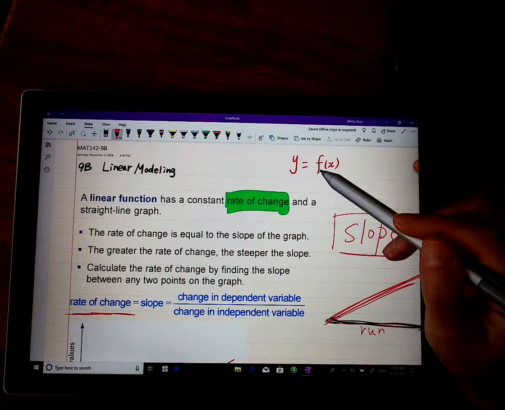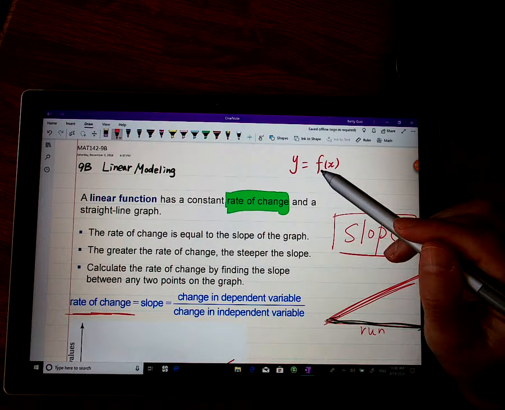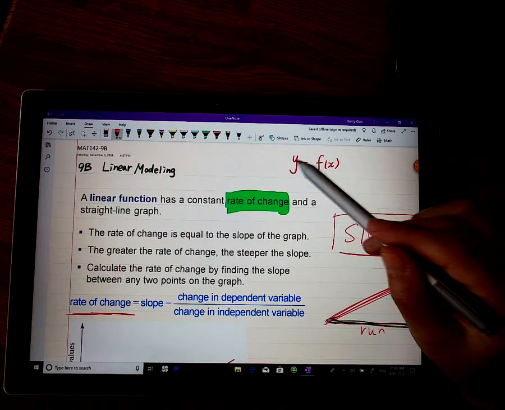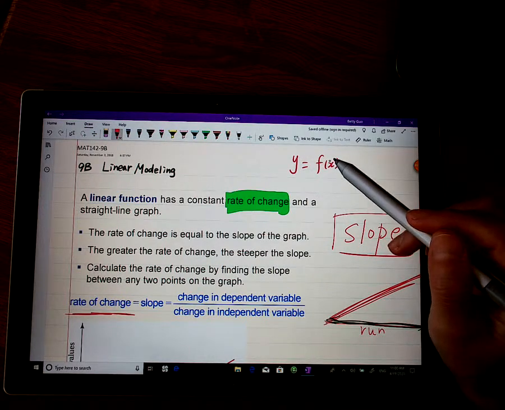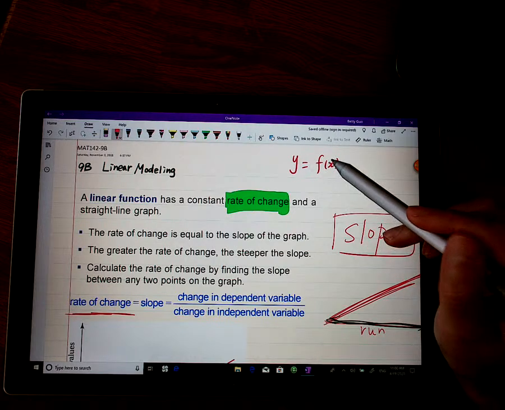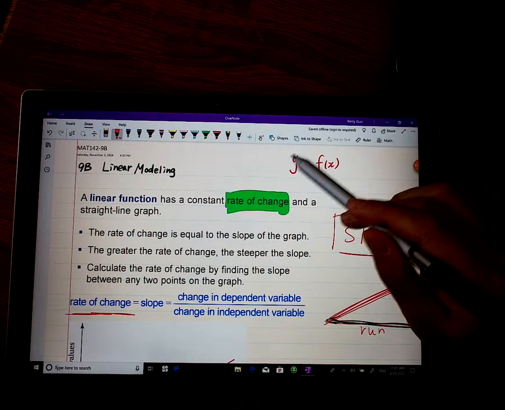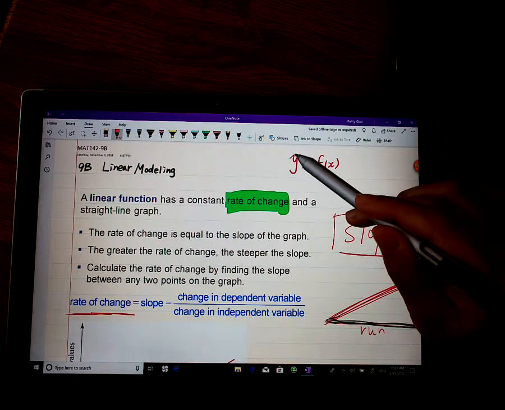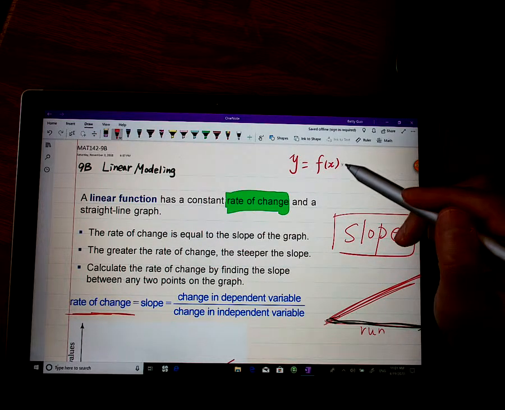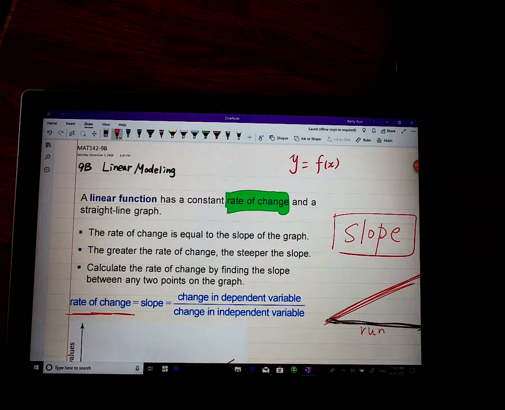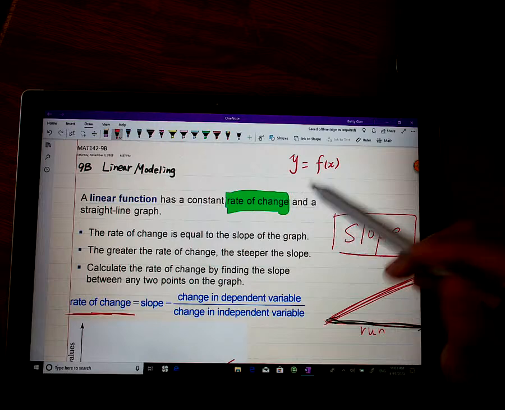Every function is different. Each function has its own pattern. The pattern determines how y depends on x. And we know y is the dependent variable, so the change of y depends on the change of x, right? So I want to give you a simple example to explain rate of change.